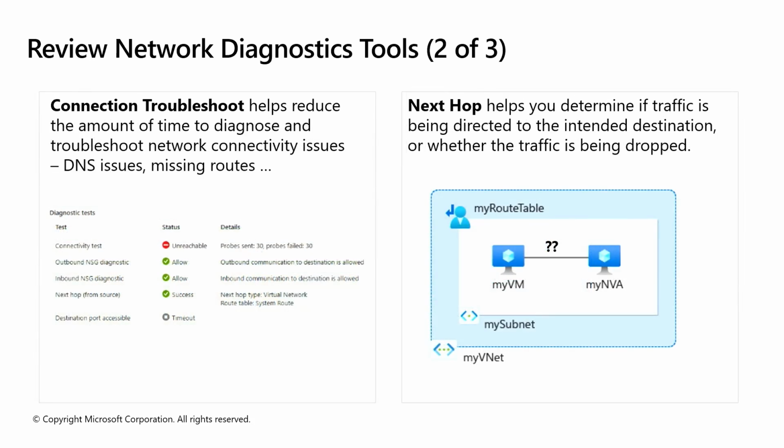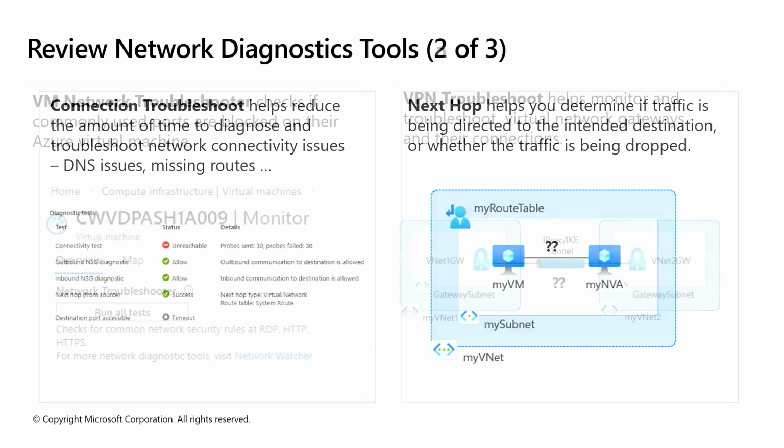Another tool is the connection troubleshoot. It will help us reduce the amount of time to diagnose and troubleshoot network connectivity issues, issues like DNS or missing routes. In addition, next hop helps us determine if the traffic is being directed to the intended destination or whether the traffic is being dropped. This is specifically useful when we're using user-defined routes.